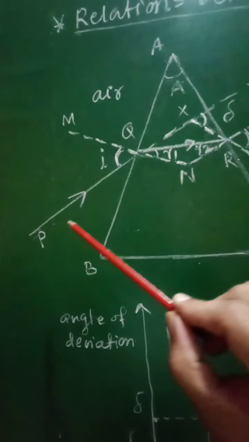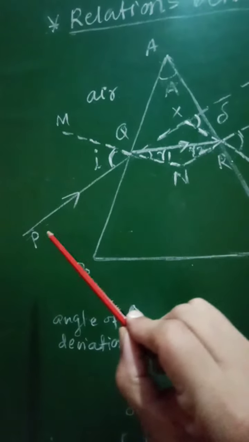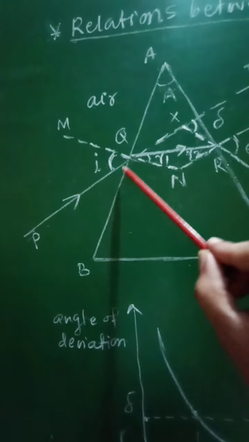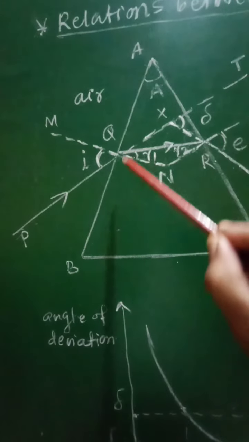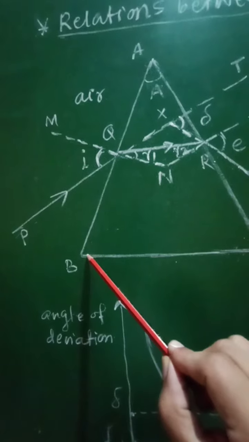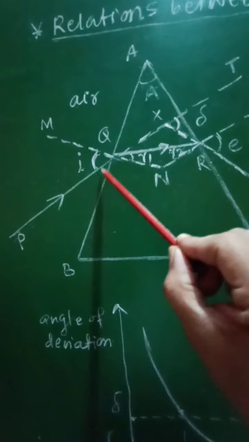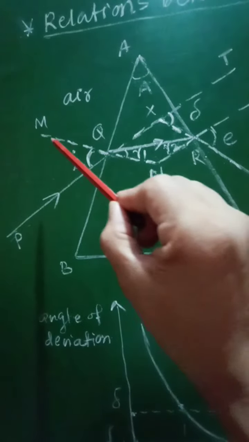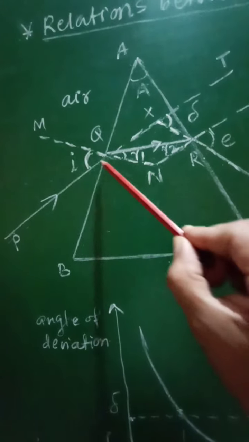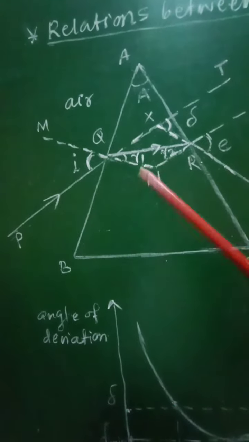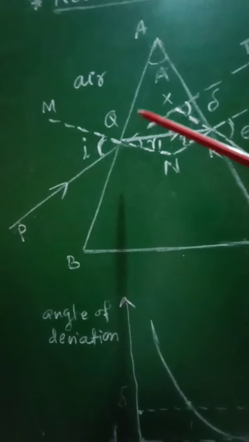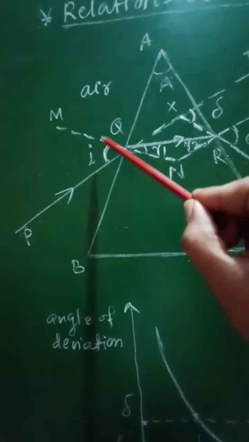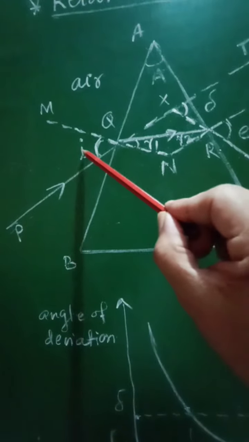Now consider a ray of light PQ which is obliquely incident on the first refracting surface AB. As this ray of light is meeting this surface AB at point Q, MQN will represent the normal to this surface, and therefore the angle between the incident ray and the normal is the angle of incidence I.